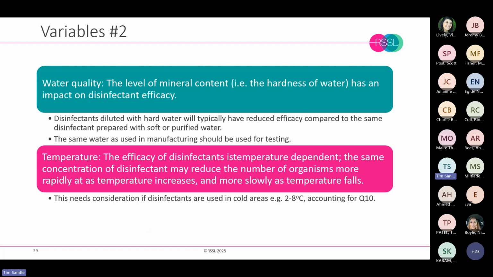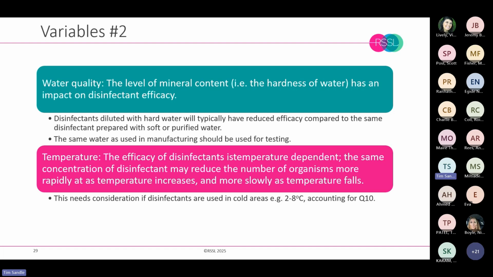We also need to consider what water we're going to use when we're diluting our disinfectants. So the standards talk about using water of standard hardness, and that is very clear. That is a worst case because the presence of minerals can, to a degree, deactivate our disinfectants. But if we're in a pharmaceutical setting, then all the water that we will be using will be purified, maybe water for injection. It's gone through some softening process. So again, that's something we should factor in to make sure our test method is reflective of what we're going to actually be doing in reality.